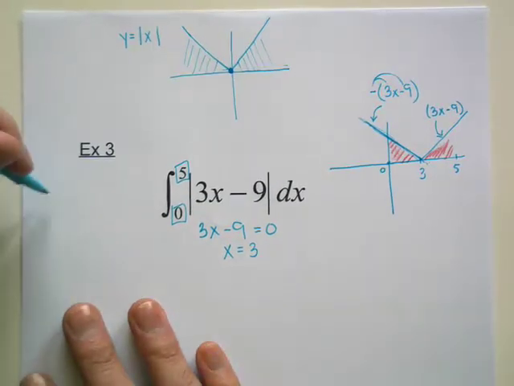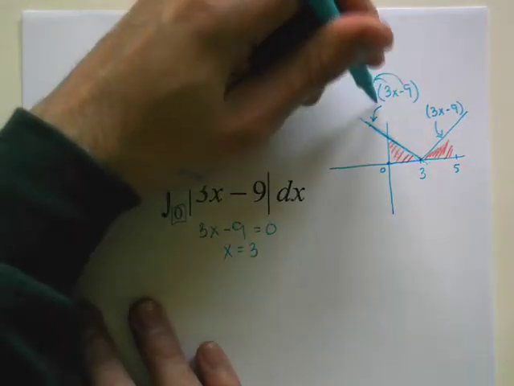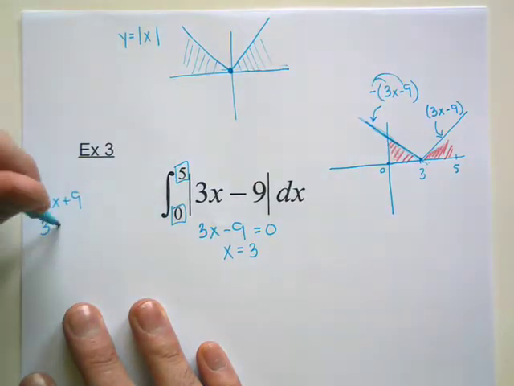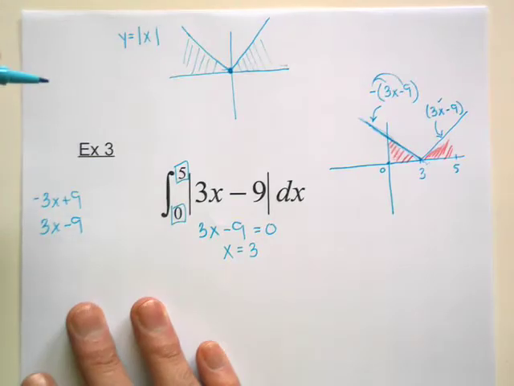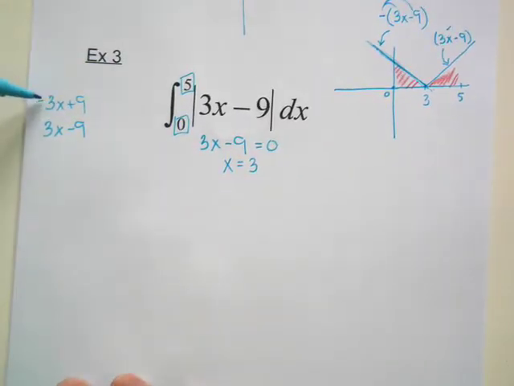Off to the side, I'm going to write what our two functions are. We've got negative 3x plus 9, and that belongs to this. And then we've got 3x minus 9, and that belongs to this.